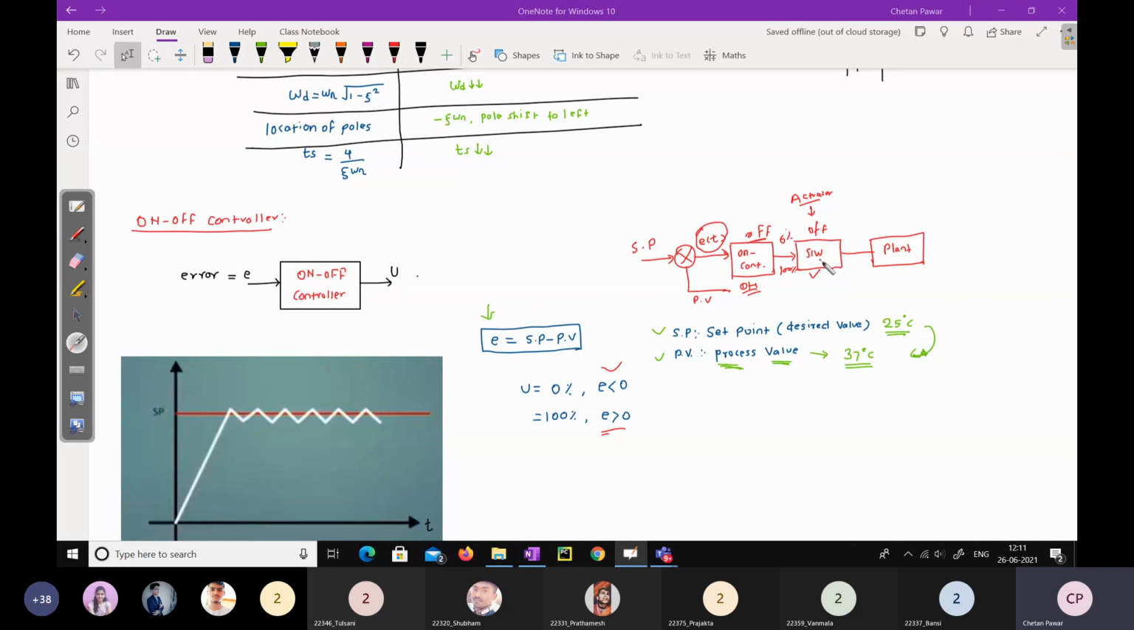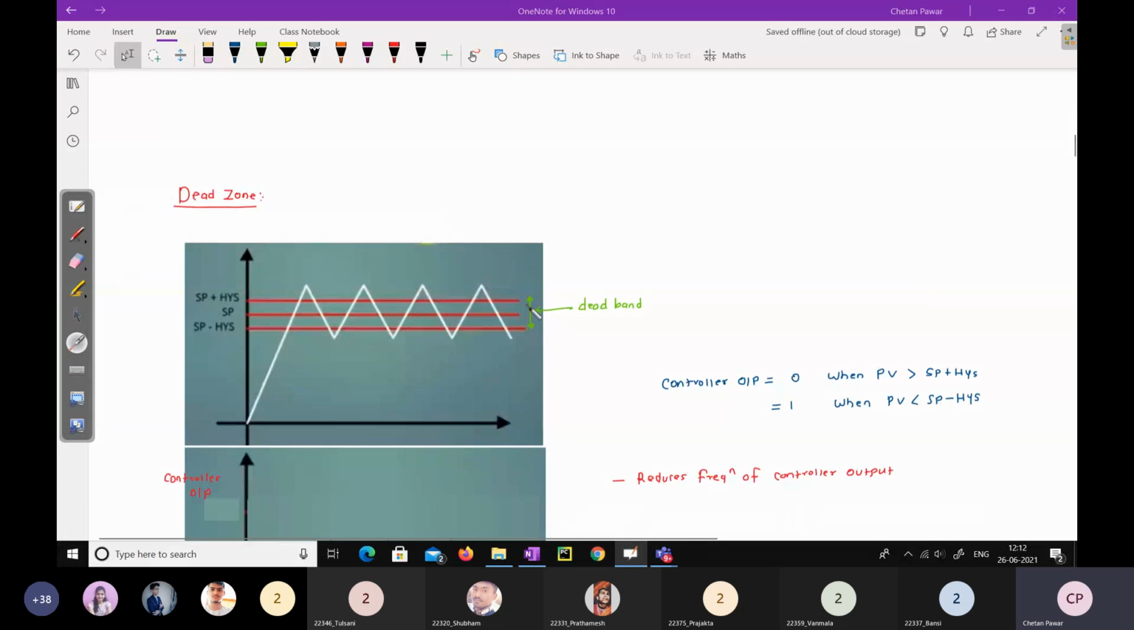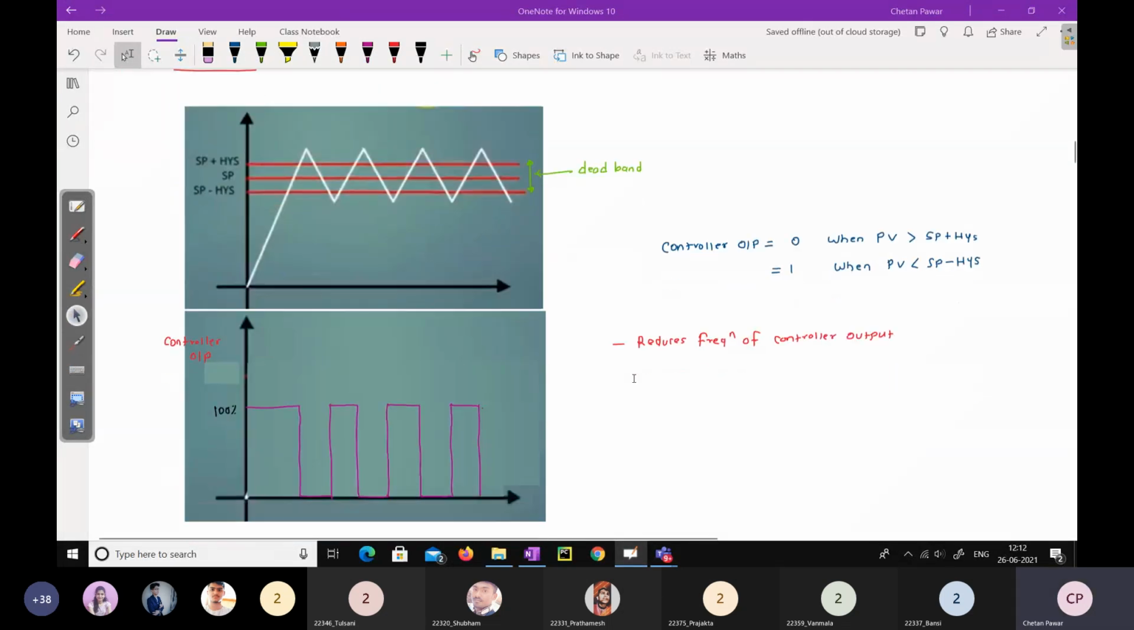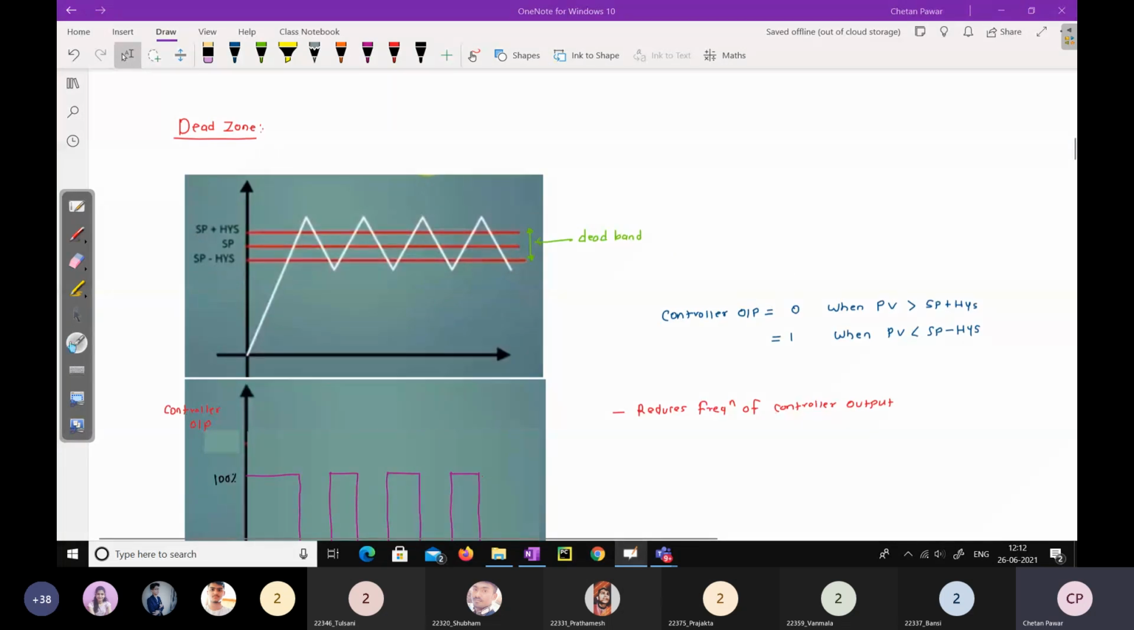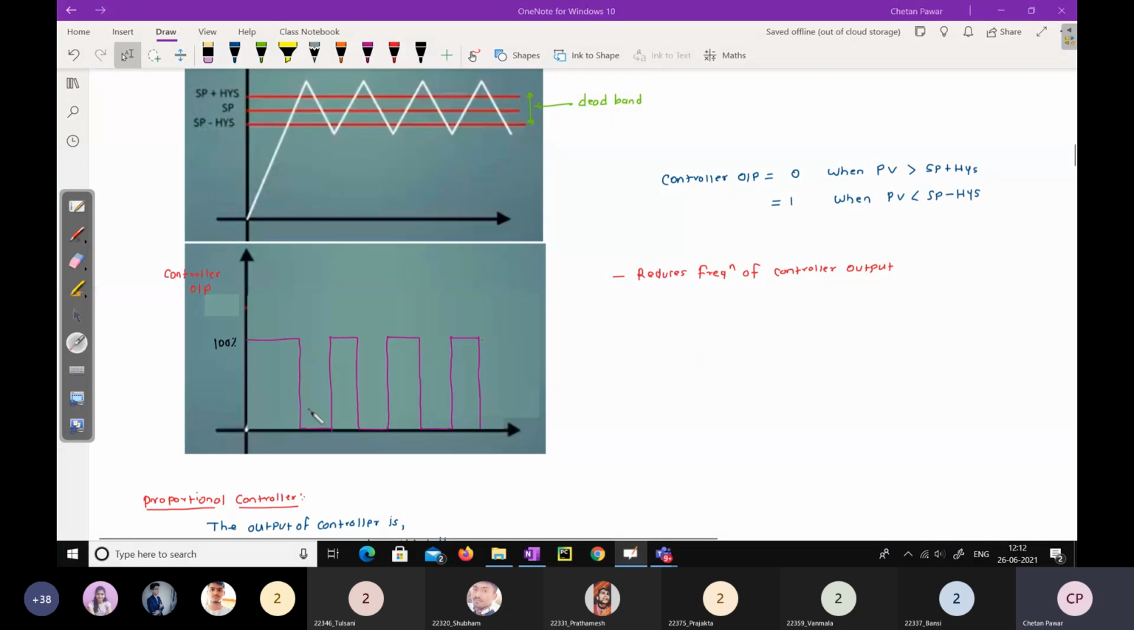So like this way, with the help of these three levels, we can control the controller output. And this particular range where the output is not changing, between these two levels, this band is called the dead zone, because in this range the output is not changing. The controller output is not shifting its value.